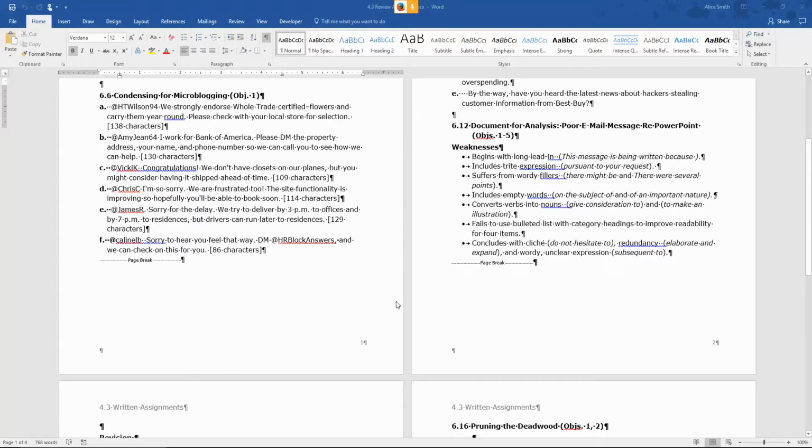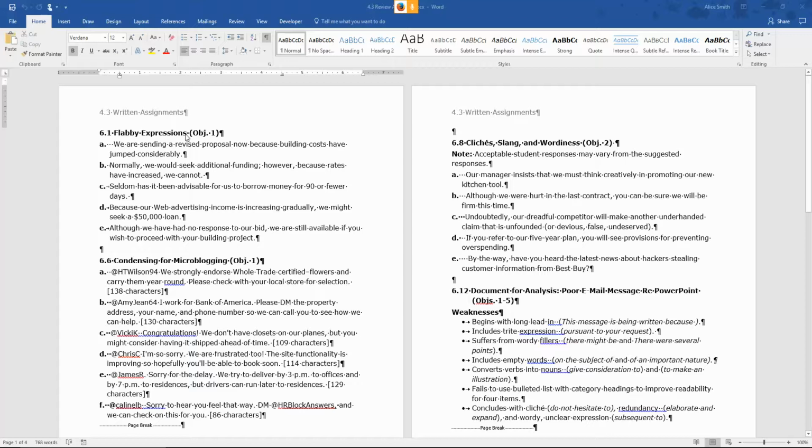The OBJ1s and 2s and 1 through 5s, these are all the objectives within your textbook for this chapter, chapter 6. Okay, and you should use them to help you do these answers. Like in chapter 6, objective 1 talks about eliminating flabby expressions, and this is talking about it on page 178. So what we're providing you is, we are sending a revised proposal now because building costs have jumped considerably.